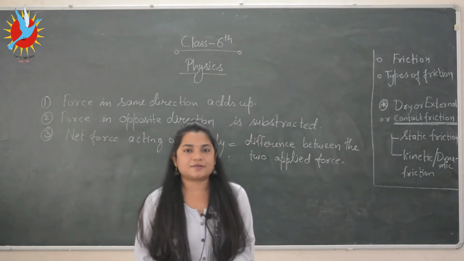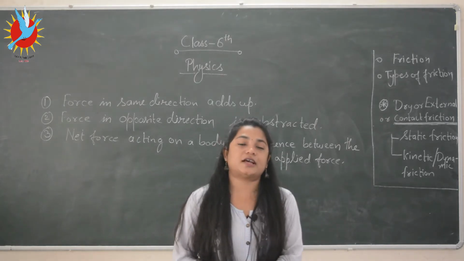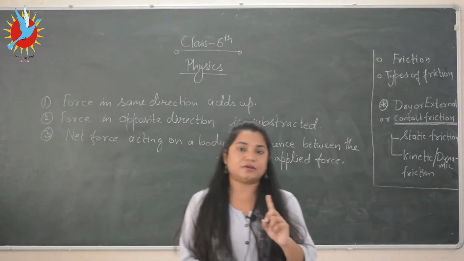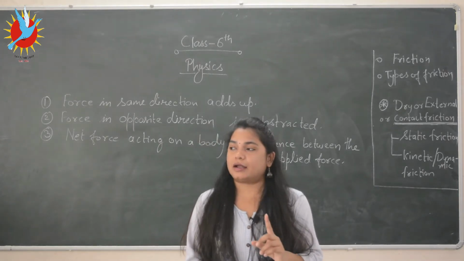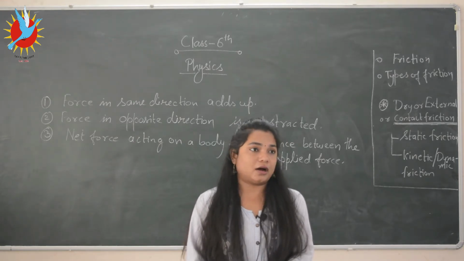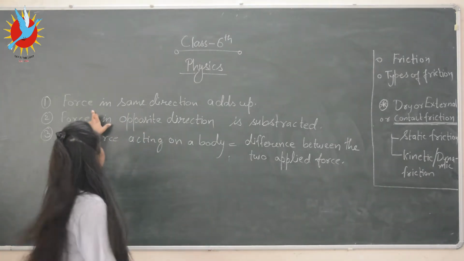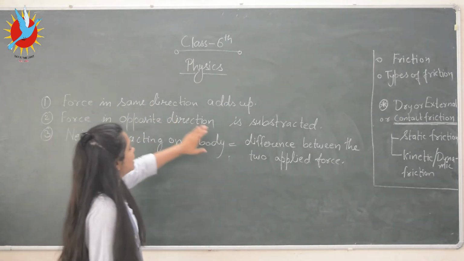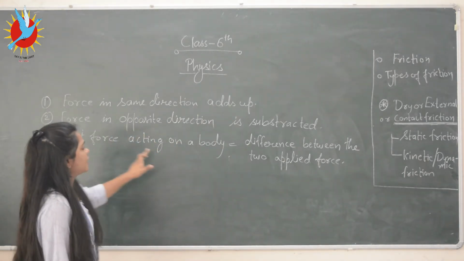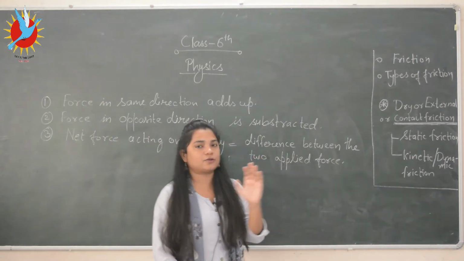Students, in the last class we had discussed force and its effect on different things, such as the speed of the object, the state of the object, whether it is at rest or in motion, and its effect on the shape of the object. At the end of the topic we had discussed three important points: force in the same direction adds up, force in opposite direction is subtracted, and the net force acting on a body is always equal to the difference between the two applied forces on that body.